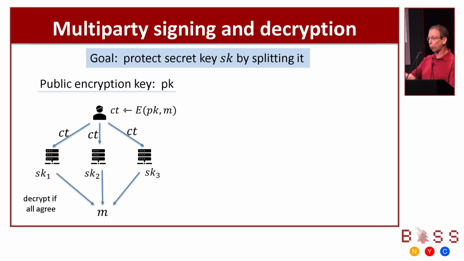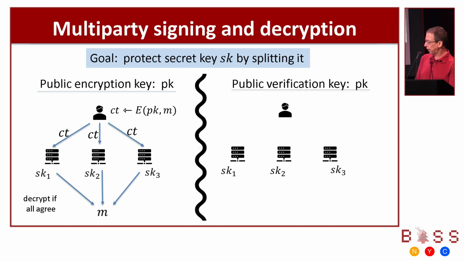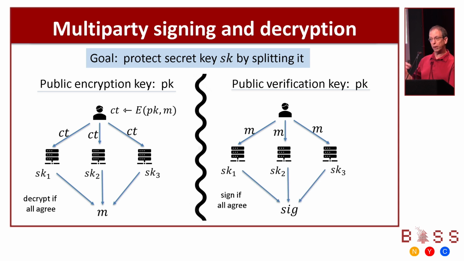If one of these secret keys is stolen by the adversary, maybe even 2 of the secret keys, that doesn't give the adversary anything, because all 3 are needed in order to decrypt. The same thing applies on the signature side. Again, we have a public verification key, and the question is, who can sign a message M? We protect a signing key by splitting it up into pieces, and a signature is generated only if all the participants agree to generate it. If 1 or 2 of the shares are stolen, the attacker is not able to generate a fake signature.